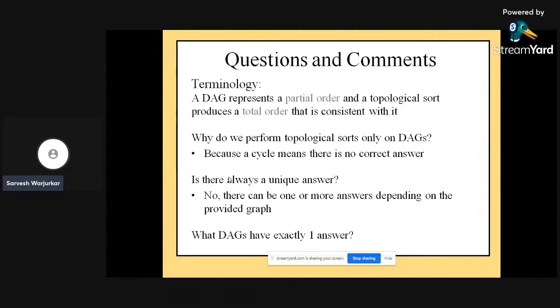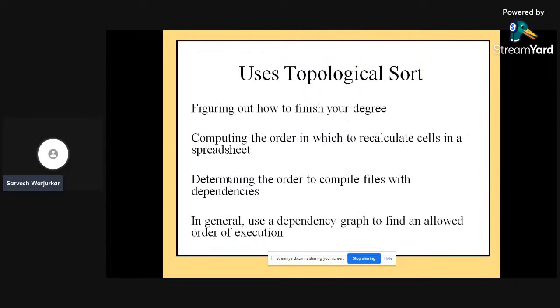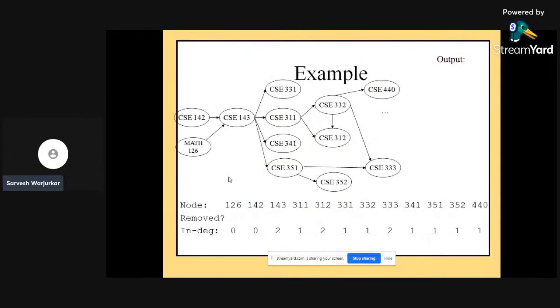No, you can go with any different way. Why do DAGs have exactly one answer? It is the feature of how to finish your degree, computing the order in which to recalculate the cells in a spreadsheet, and so on. In general, we can use a dependency graph to find an allowed order of its execution.